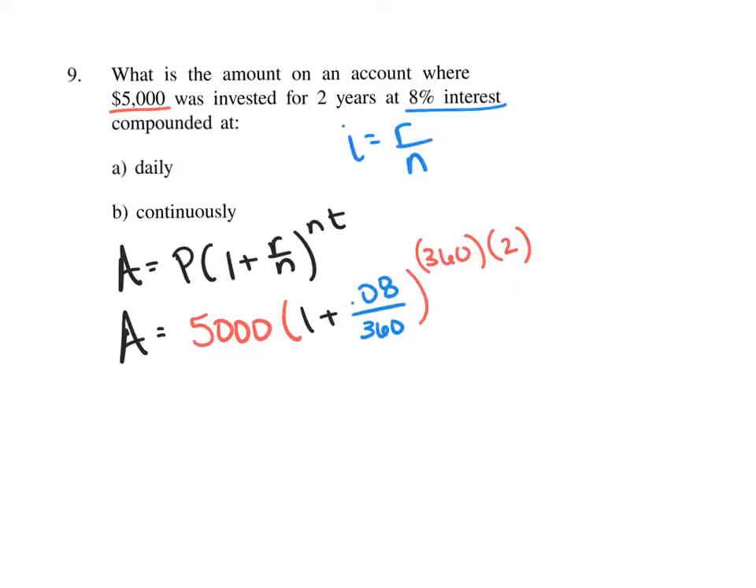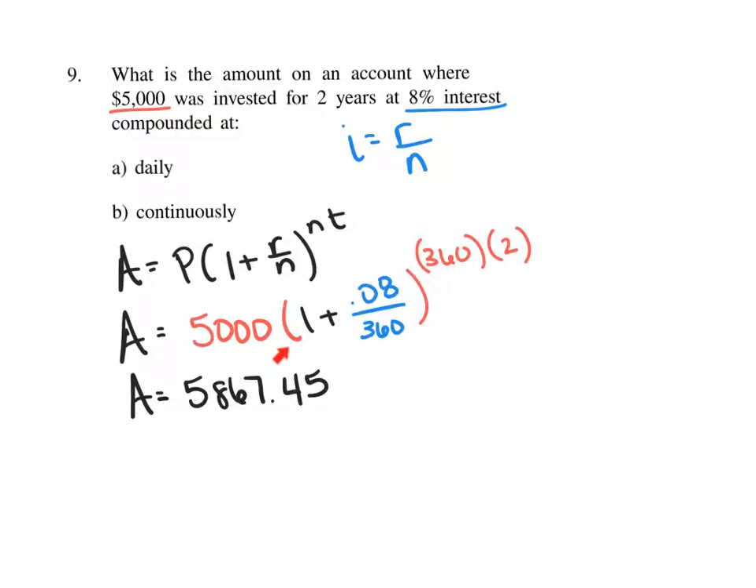So all we do in our calculators, we do 0.08 divided by 360 first. And notice that is a very small number. I'm going to add 1 to it. Leave that number as you get in your calculator. And then raise that to the 360 times 2, which is 720. And I get 1.1734900012. Leave that number in your calculator. Multiplied by 5,000. And if I compound daily, my ending balance A is $5,867.45.